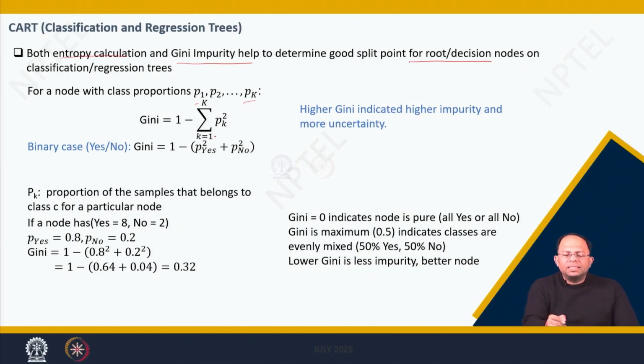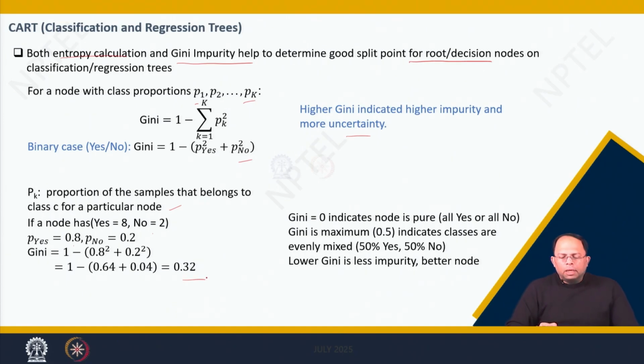Of course, in CART, if there are only 2 classes, yes and no, in the binary case the value would be 1 minus p_yes squared minus p_no squared, that is, the probability of yes and no, squared. Higher Gini indicates higher impurity and more uncertainty. pk is the proportion of the samples that belong to class k for a particular node. To give you an example, if the node has 8 yeses and 2 nos, p_yes is 0.8, p_no is 0.2, and Gini is 1 minus (0.8 squared plus 0.2 squared), which comes to around 0.32.